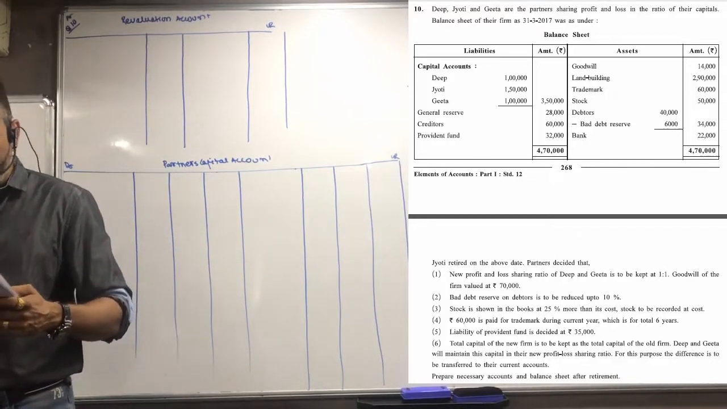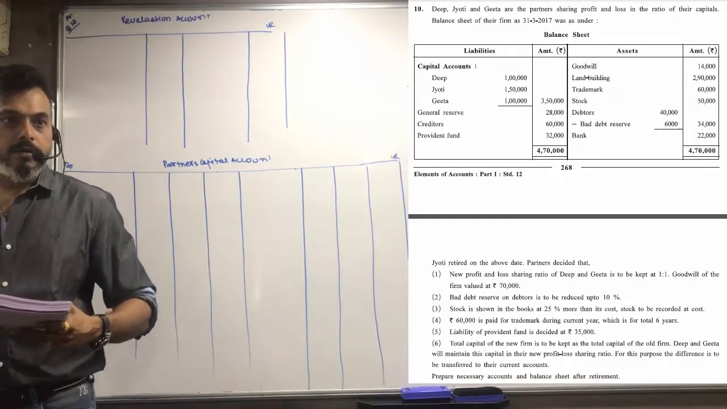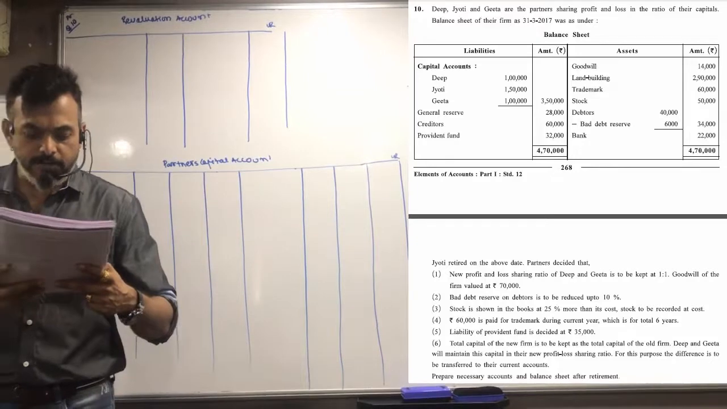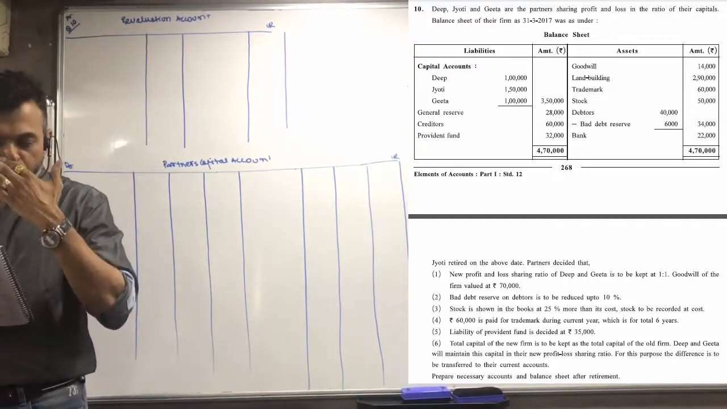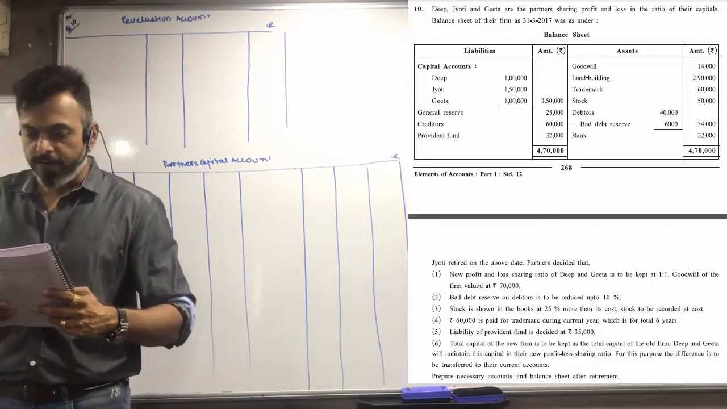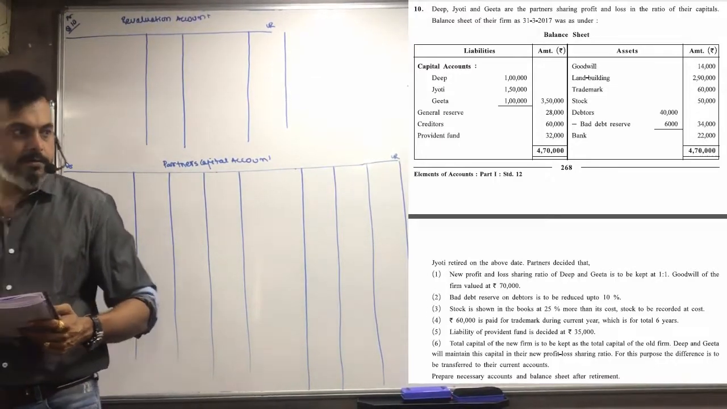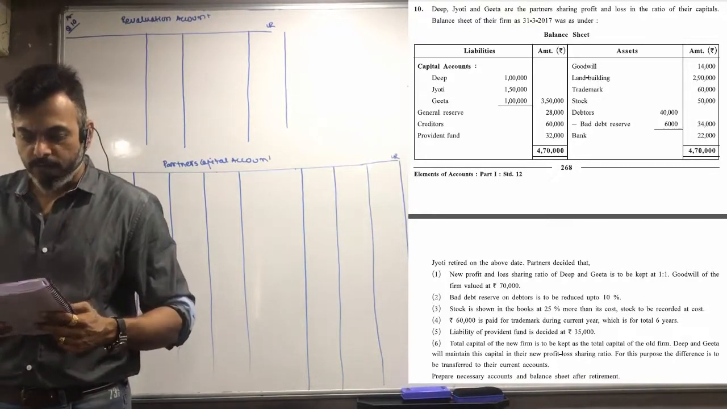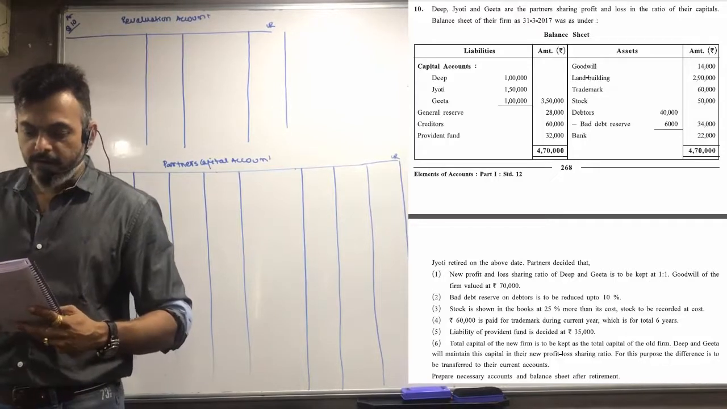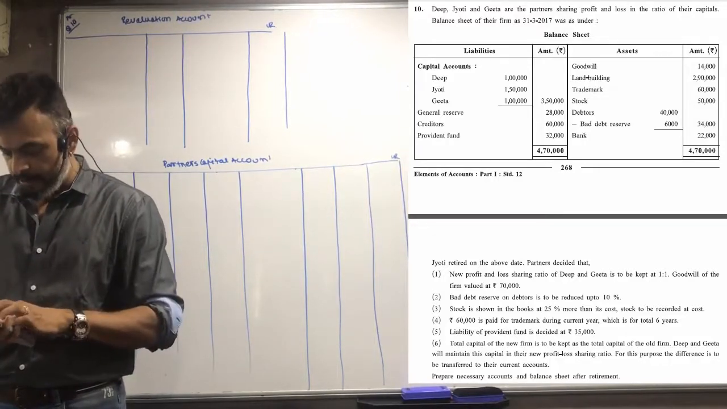Creditors, provident fund, goodwill, take goodwill 2 is to 3 is to 2. Land and building, trademark, stock, debtor, bad debt reserve, and bank. New profit and loss ratio of Deep and Geeta is to be kept at 1 is to 1. Goodwill of the firm valued at 70,000. Okay. Bad debt reserve, debtor is to be reduced up to 10%. So take debtors.